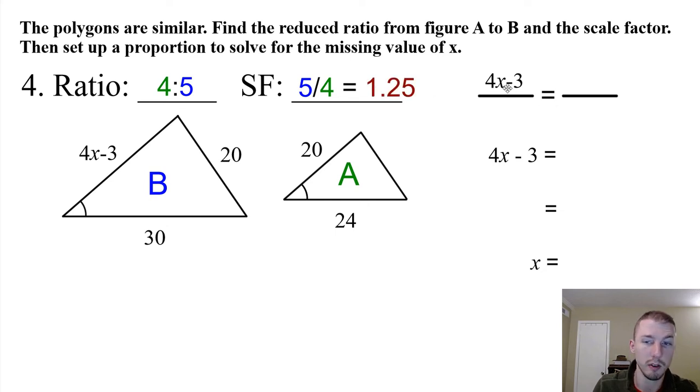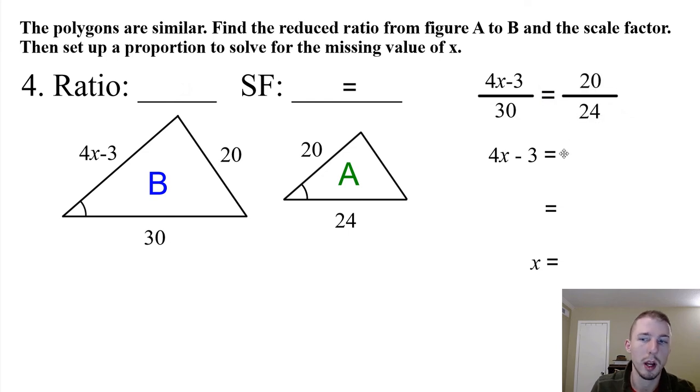And then to solve for the value of the x term, I'm going to have 4x minus 3 goes to 30, just as 20 goes to 24. So 20 is going to go to 24. Now the next step is I want to reduce this as much as I can before I cross multiply, because I don't want to have to distribute the 24 through to both of these terms.